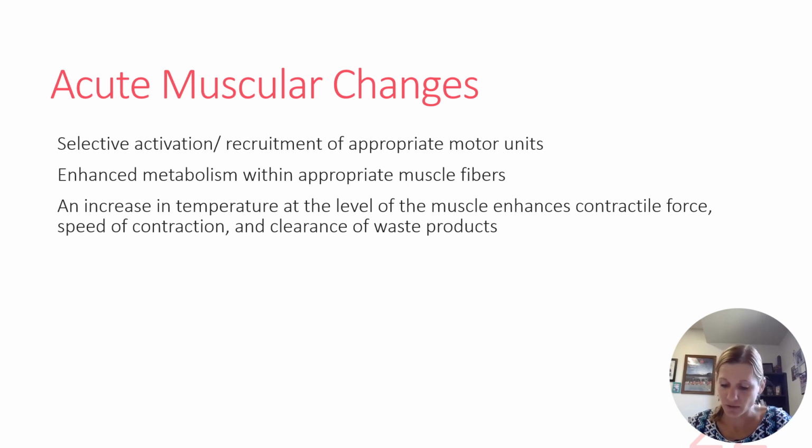Okay, what about acute muscular changes? Again, we're going to have selective activation or recruitment of appropriate motor units. We mentioned that on the previous slide. A motor unit represents one motor neuron and all the muscle cells it innervates. We would prefer those slow twitch type 1 fibers for aerobic exercise. We'll also have enhanced metabolism within the appropriate muscle fibers. So we're going to really get that glycolysis going, that Krebs cycle, the electron transport chain in those cells that are activated, those slow twitch cells.